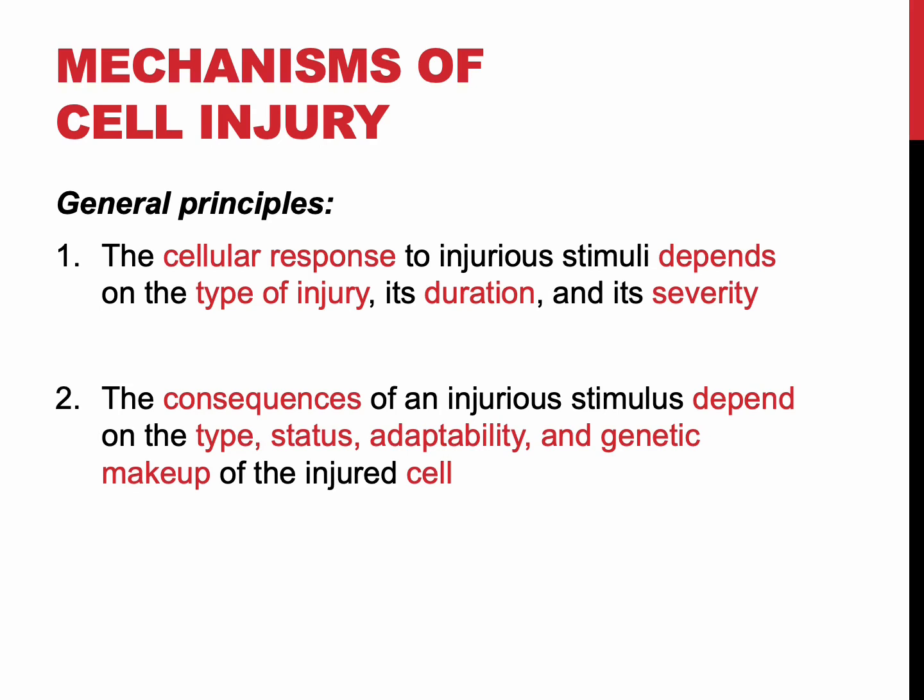So that's definitely one key principle, but another key principle is that the consequence of that injury itself will also be dependent on the cell itself. It depends on the type of cell, the status of the cell that gets injured, how well the cell is able to adapt itself, as well as the different genetic makeup of certain cells. So there are some cells that are going to be able to withstand more of an injury compared to other types of cells.